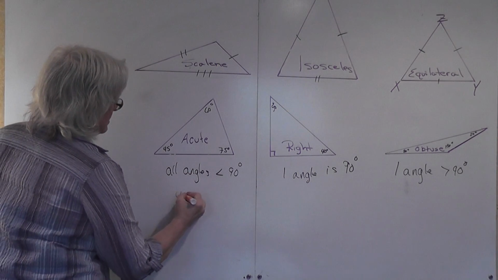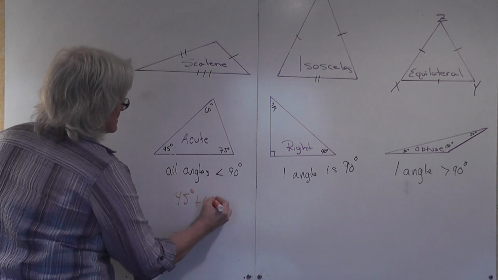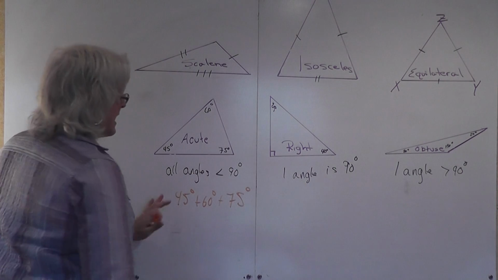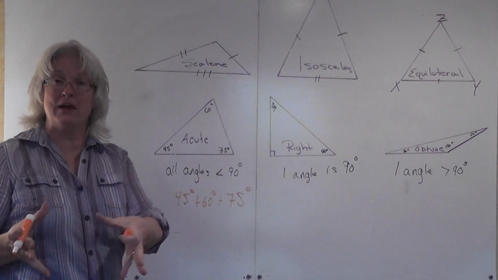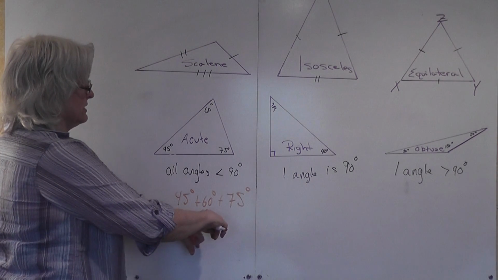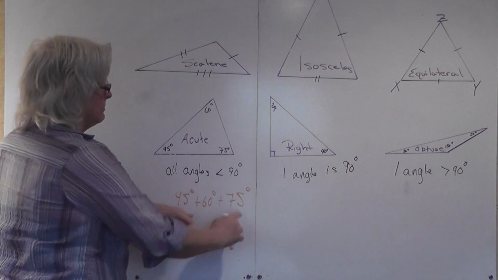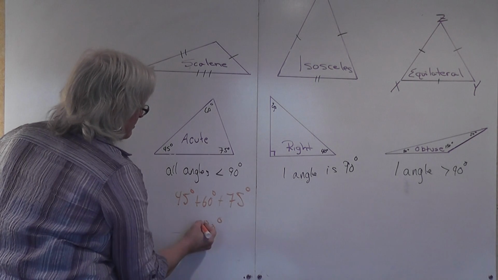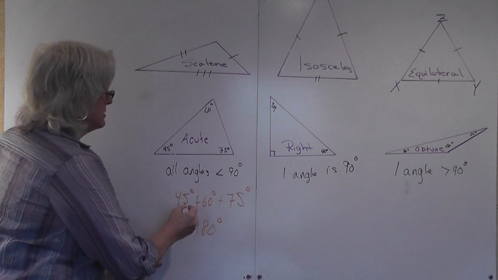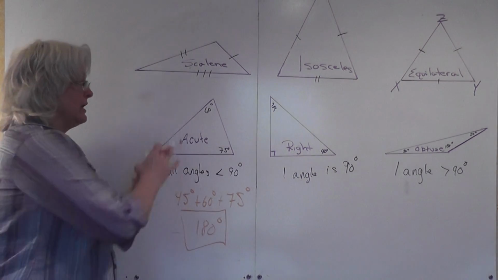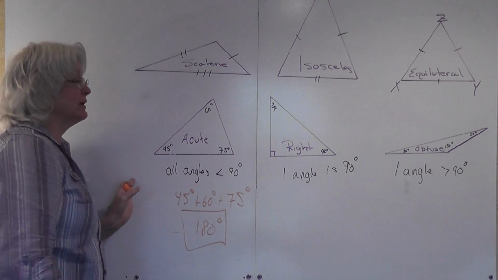45 degrees plus 60 degrees plus 75 degrees. We're going to add up the measures of the three angles. 45 and 60 is 105, plus 75 is 180 degrees, the total measure of the angles in this acute triangle here.